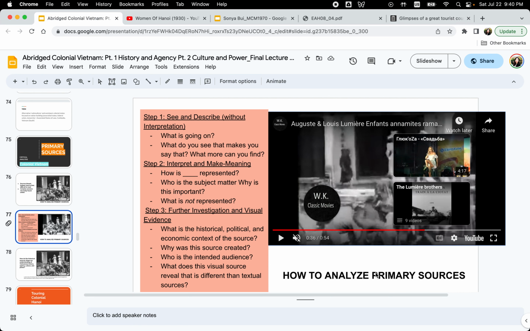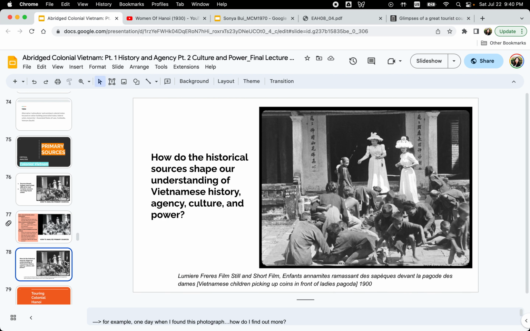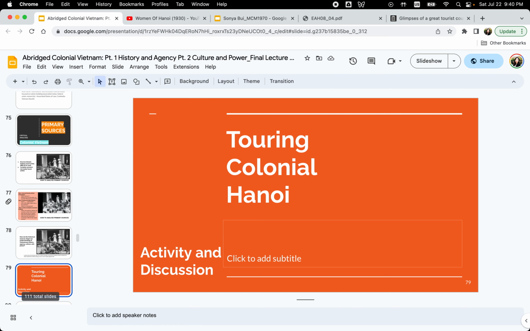and I think it's really important to walk students through the multiple steps as to how to analyze a source like this, how to think critically and respond to it, both situated within the historical context, and try to dig deeper and understand not only what the source is representing, but possibly why it was created. So a source like this could really shape our understanding of Vietnamese history, questions of agency, of culture, and who has power.